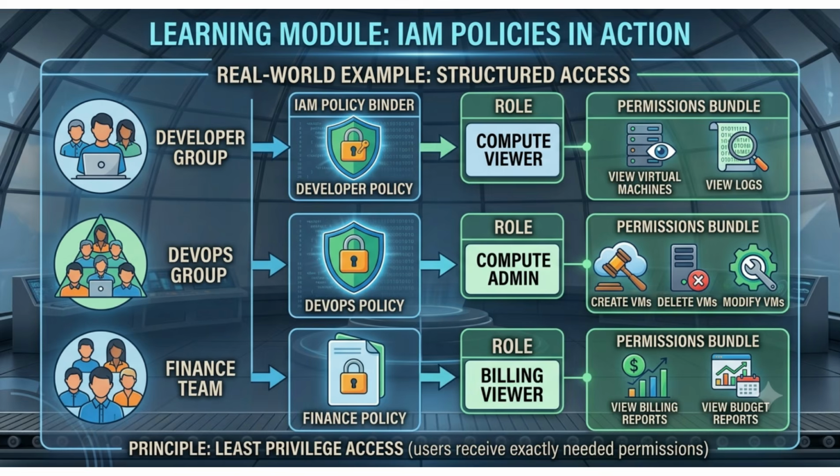Real-world example. Let's say a company has developer group, role, compute viewer, permissions, view virtual machines, view logs. DevOps group, role, compute admin, permissions, create VMs, delete VMs, modify VMs. Finance team, role, billing viewer, permissions, view billing reports, view budget reports. Each user receives exactly the access needed for their job.